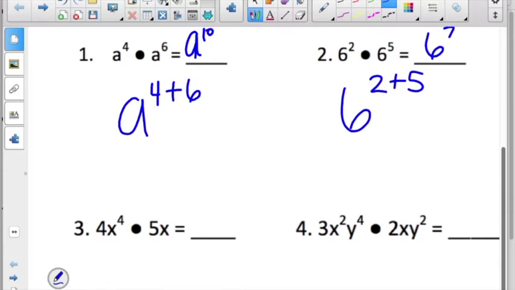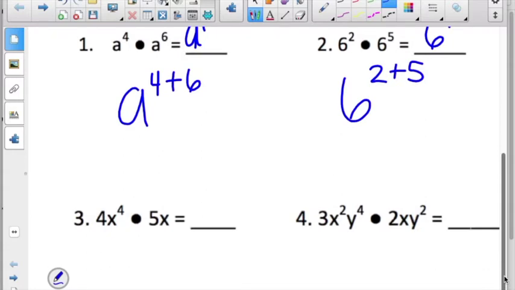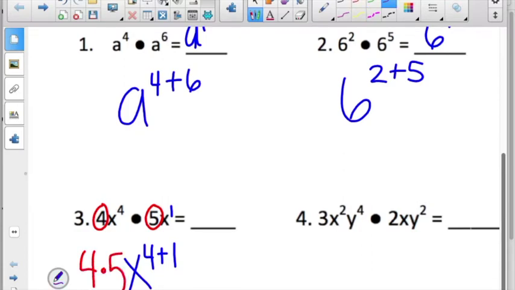Our next example, we have coefficients. We're going to do the same thing with our base, which is x to the 4th. And remember, if you don't see an exponent there, it is a 1. So our base is going to be x to the 4 plus 1. And we're going to multiply our coefficients, which are 4 and 5. So we're going to multiply 4 times 5. That gives us 20. We have our base x, and we have our exponents, 4 plus 1, which is 5.